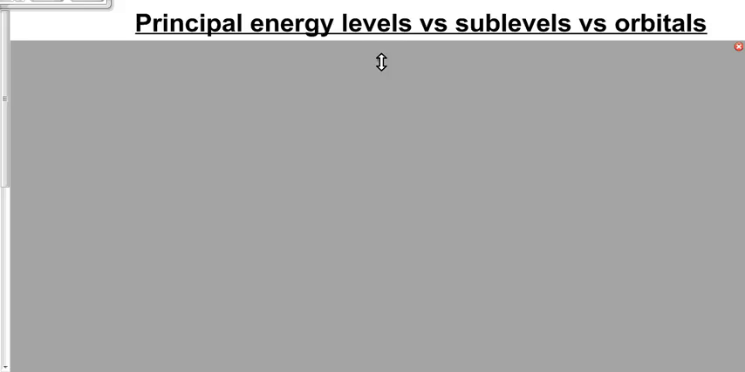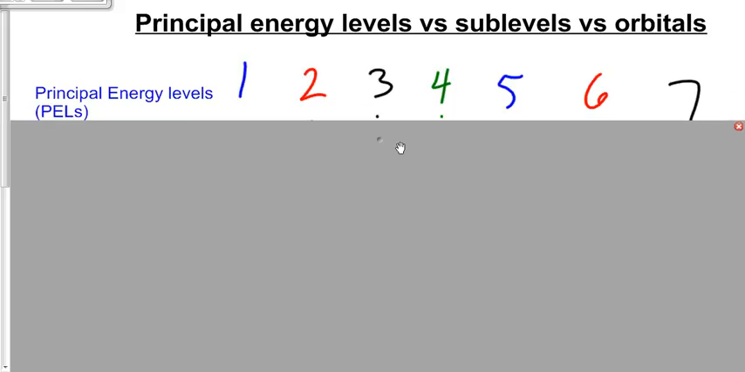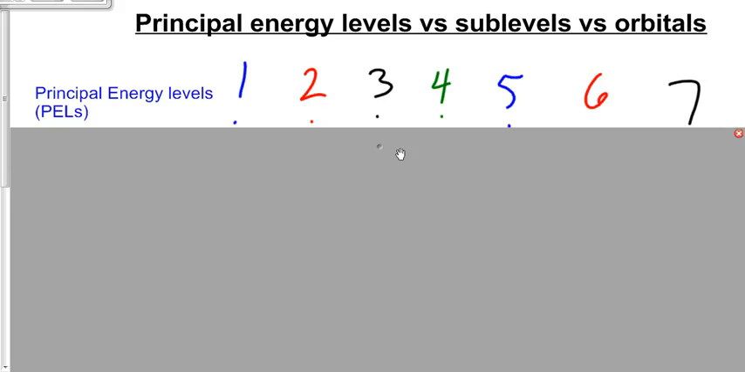So a principal energy level, there are 7 of them, 7 possibilities, and they're numbers: 1, 2, 3, 4, 5, 6, and 7. Each of those principal energy levels can be split into sublevels, and the sublevels have some slight differences in their energies.